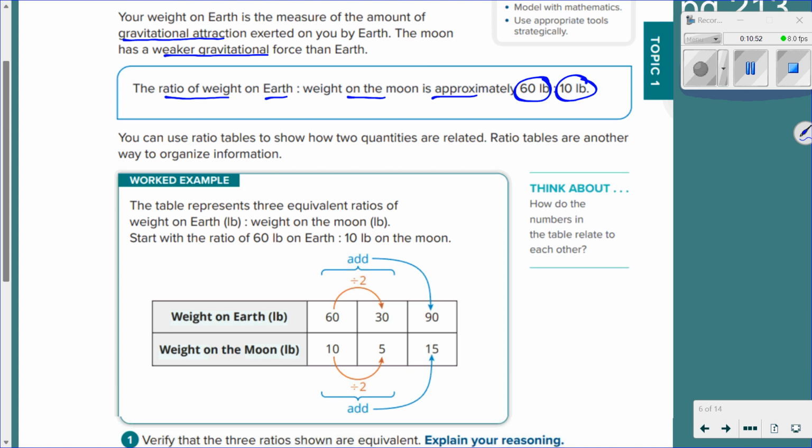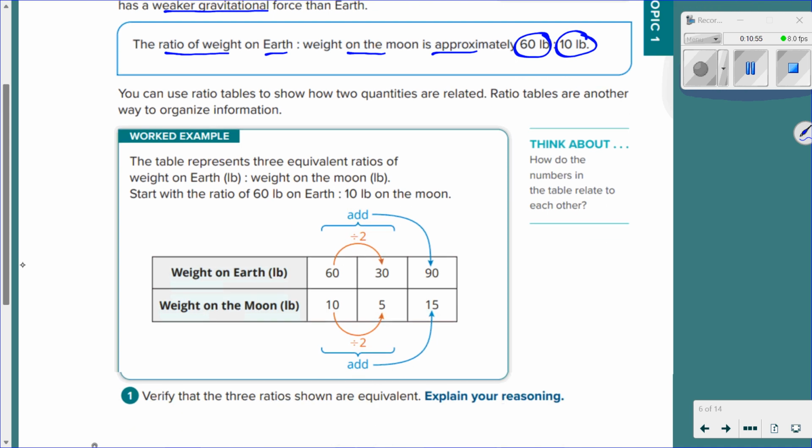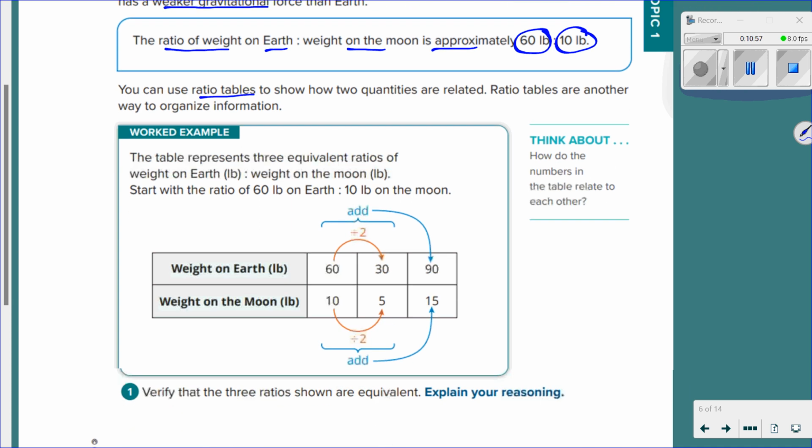And then they've now put it into a ratio table. So the ratio tables show how two quantities are related. These are another way to organize information. So just like we had with our double number lines, just like we've had with our fractions, just like we had with tape diagrams, ratio tables are now another format to display our data.